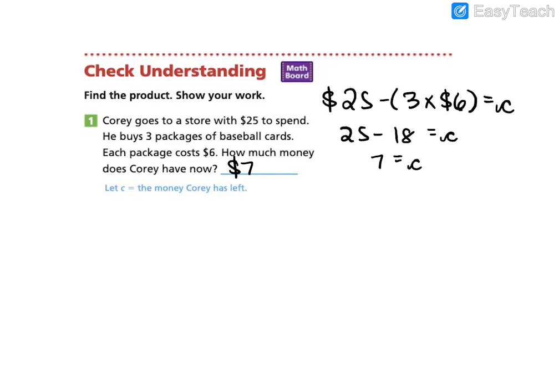All right, so let's go ahead and check your work. Corey will have $7 left. Here's the equation I used. I know we had $25 and he was going to spend some amount. That some amount was equal to the 3 packs times $6 a pack. So in order to find how much money Corey has left, I had to subtract that $18 he spent from the $25 he started with, and I had that he got $7 left.